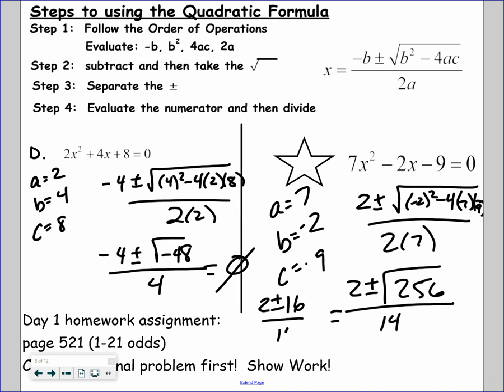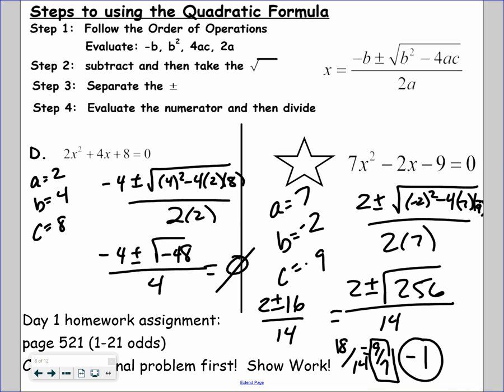So now, two answers. 2 plus 16, which is 18, divided by 14. So I'm going to get 18 14ths. And then 2 minus 16 would be negative 14, so negative 1 is one answer. Simplified, the first would be 9/7. If you wrote that as a decimal, it's 1.29.